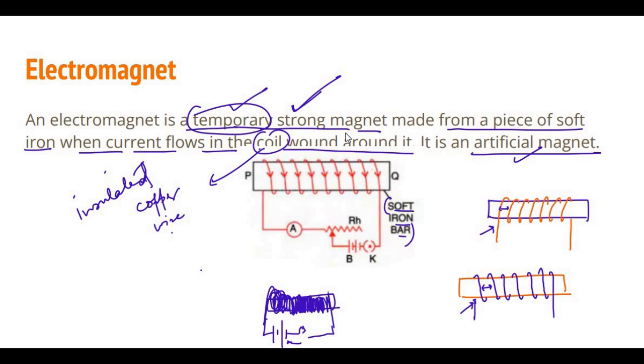The rheostat is optional. If you have it, you connect it; if you don't have it, you don't have to connect it. Even if you don't have a rheostat, you can make an electromagnet. The rheostat's work is just that you can increase or decrease the current. The ammeter is also optional. The battery you have to connect, because the battery will produce the potential difference and will supply the current. And there is a switch, which is the key over here. The switch is to turn the circuit on or off. Okay, and this is how we can make an electromagnet.